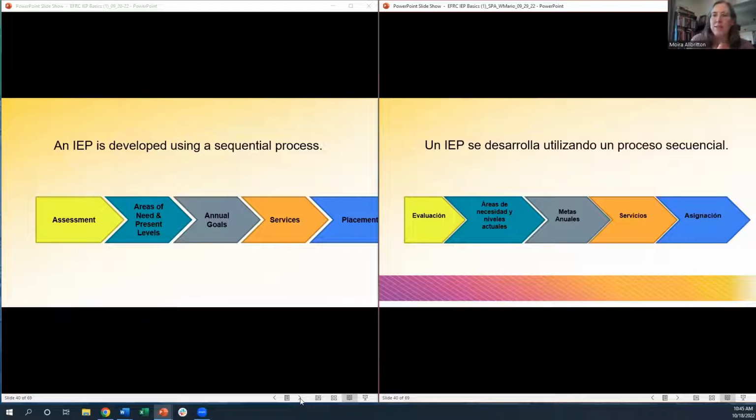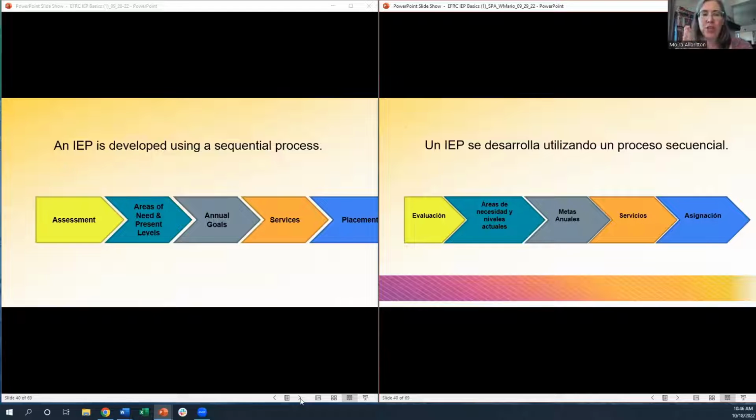This is based on, did we have an appropriate assessment? Did that assessment identify all the areas of need and accurately describe the student's present levels of educational performance? Did we write appropriate goals that are ambitious and yet attainable? Have we described all the services needed for the student to derive educational benefit? And did we provide a placement that was the student's least restrictive environment? And that's what we're here to do. It is that flow.